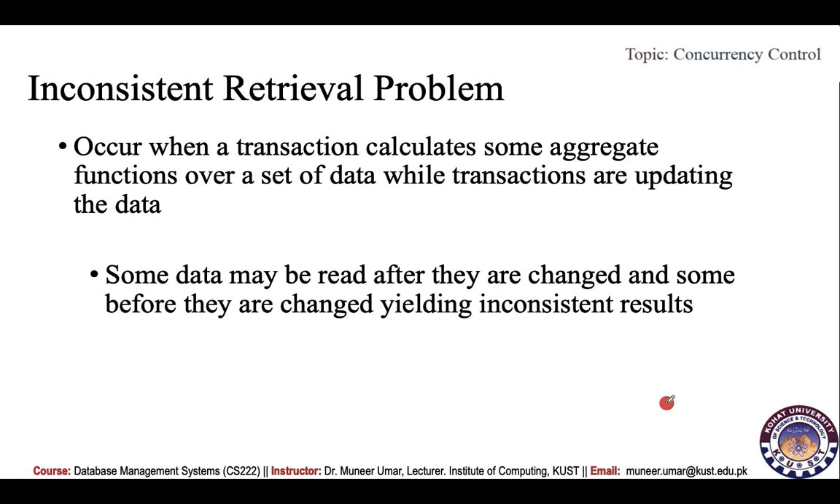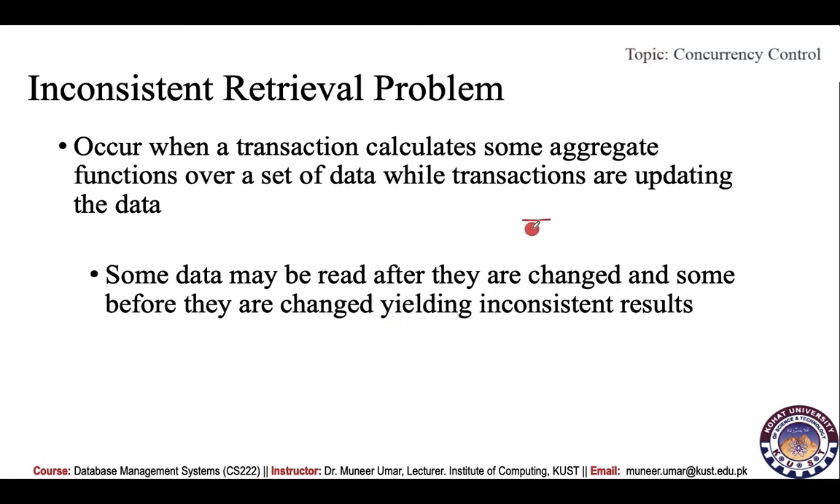Then the inconsistent retrieval problem occurs when a transaction calculates some aggregate function over a set of data while other transactions are updating the data. If you remember, we have studied the aggregate functions. These are average, sum, minimum, maximum, count, etc. So some data may be read after they are changed and some before they are changed, yielding inconsistent results.